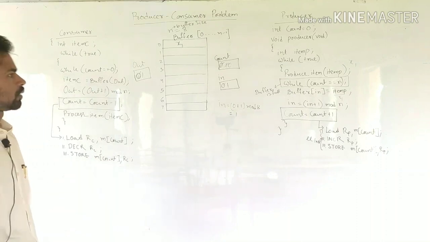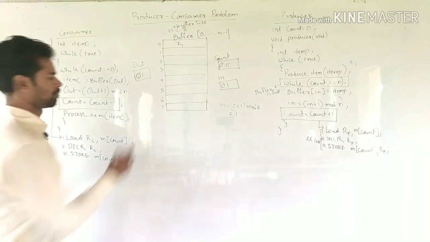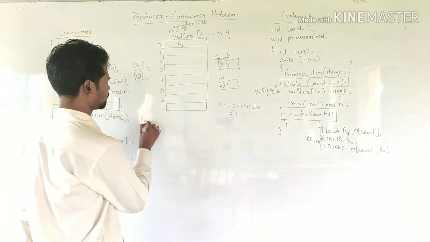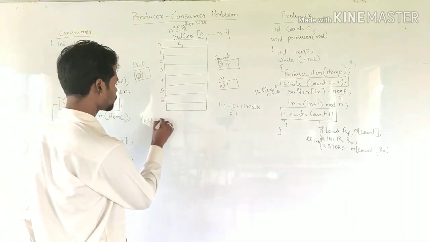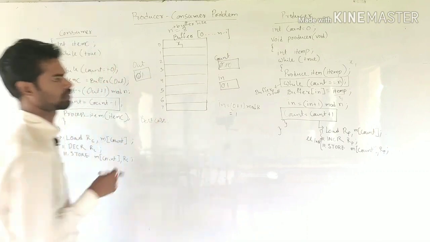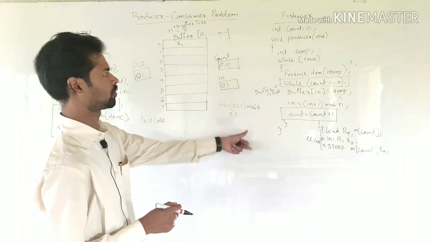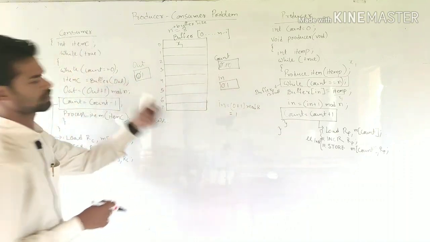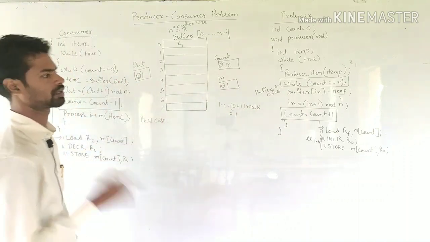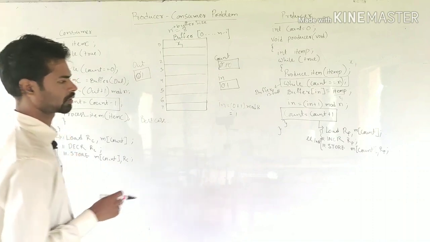Okay, so this is the best case where no issues will be there. After production of one item, the consumer is consuming that item. So this is the best case.